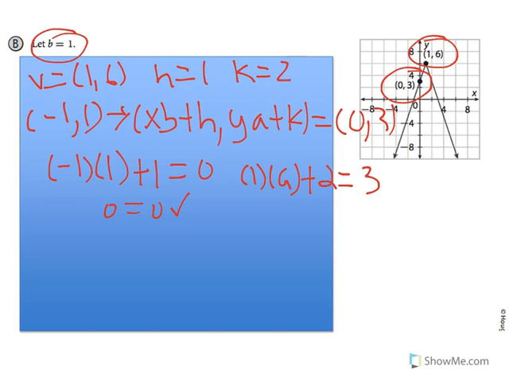Right, so solve for a. So then a plus 2 equal to 3. So then our a equal to 1. Oh, okay, I just saw my mistake. My k is not 2, my k is 6. So I'm going to change that to a 6.